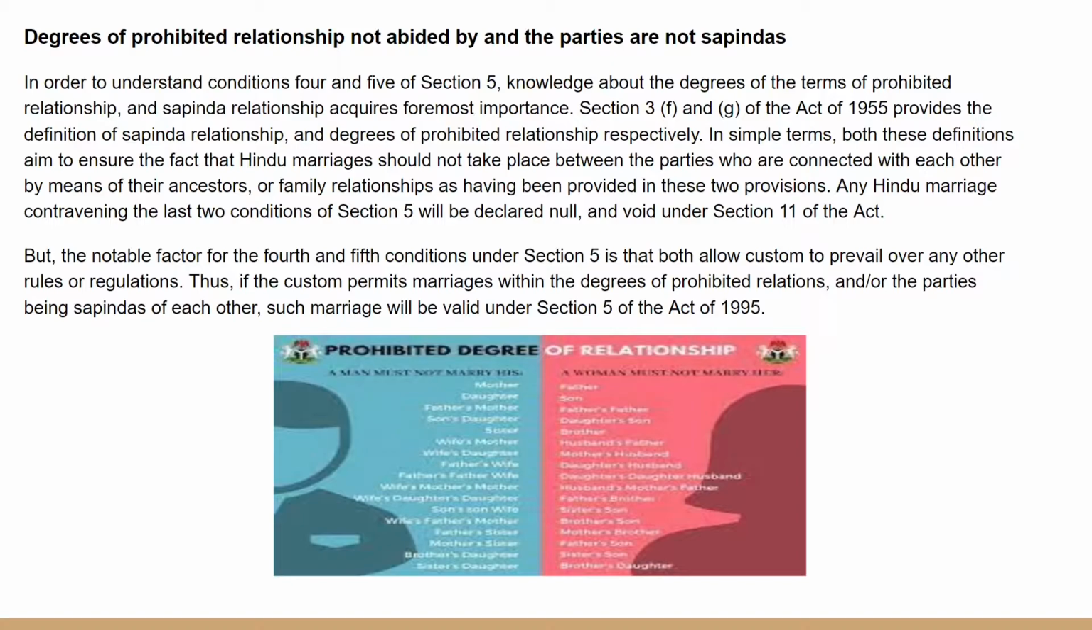Any Hindu marriage contravening the last two conditions of Section 5 will be declared null and void under Section 11 of the Act. But the notable factor for the fourth and fifth conditions under Section 5 is that both allow custom to prevail over any other rules or regulations. Thus, if the custom permits marriages within the degrees of prohibited relations, and/or the parties being sapindas of each other, such marriage will be valid under Section 5 of the Act of 1955.